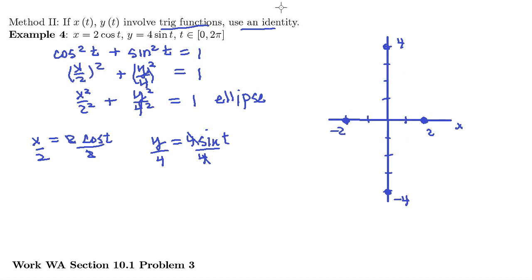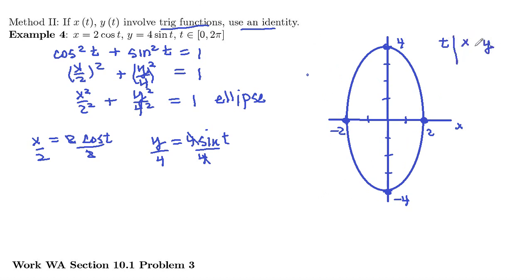So let's sketch our ellipse. Something like this. There we go. And then we would need to know which direction it goes. Is it counterclockwise or clockwise? And you can do that just by looking at t versus x versus y for 2 points. So let's do 0 and pi over 2.